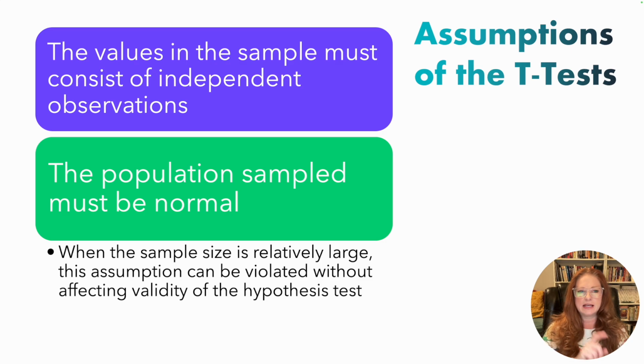Okay, some of the assumptions. The values in the sample must consist of independent observations. You can't double dip your people, right? And the population sample must be normal. Okay, again, when the sample is relatively large, the assumptions can be violated without affecting the validity of the test. So when in doubt, pump up your sample size. Yes, I know, that's easier said than done.